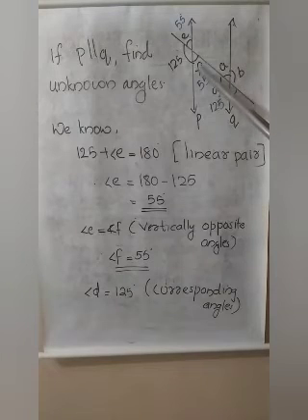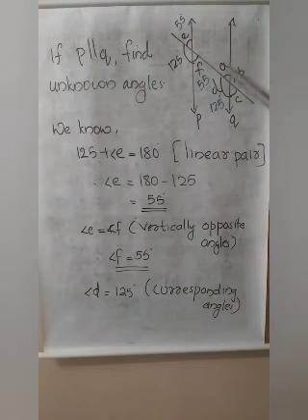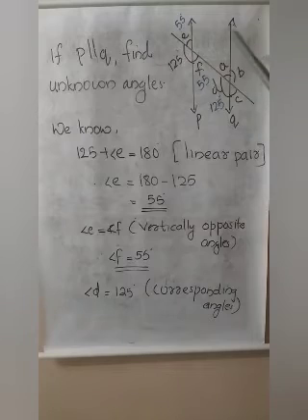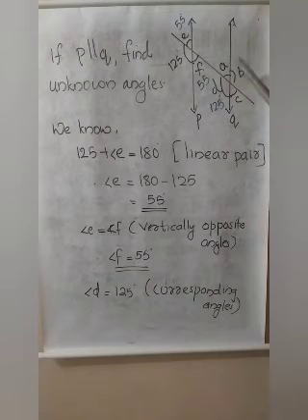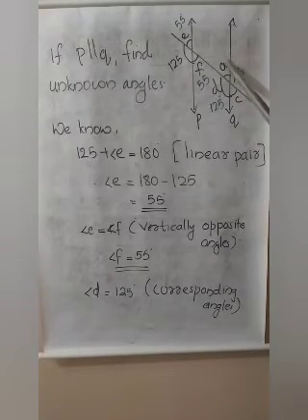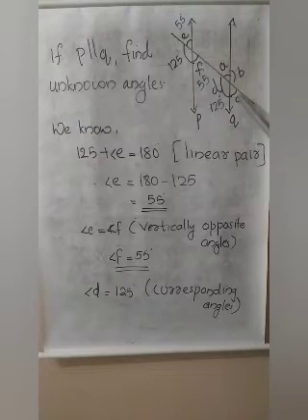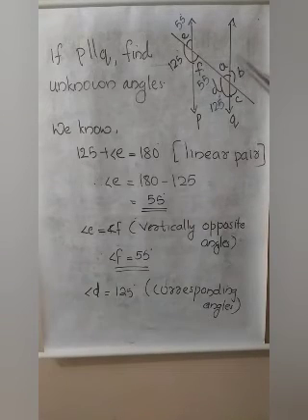What is the relation between F and A? When you observe the figure, F and A are alternate interior angles, isn't it? So alternate interior angles are equal, which means we got the value of F as 55. So A also is 55. Now if we get the value of A, what is A and C? Again vertically opposite angles. So if A is 55, C is also 55.